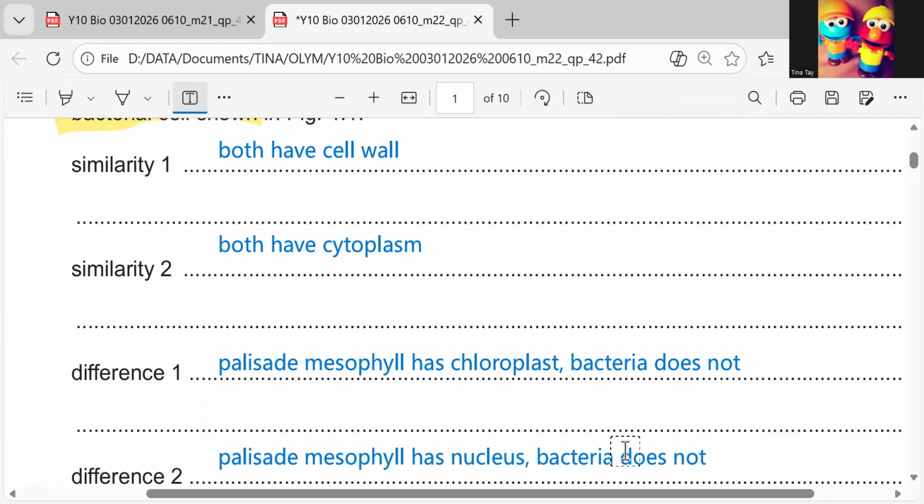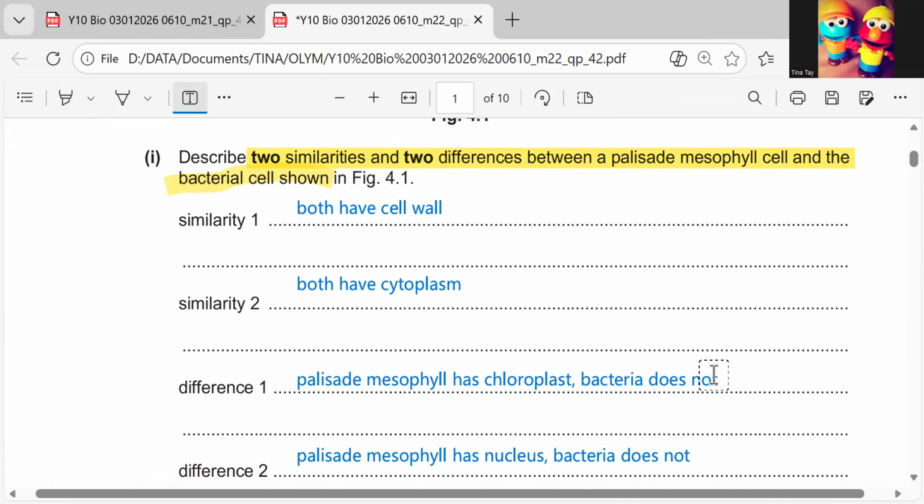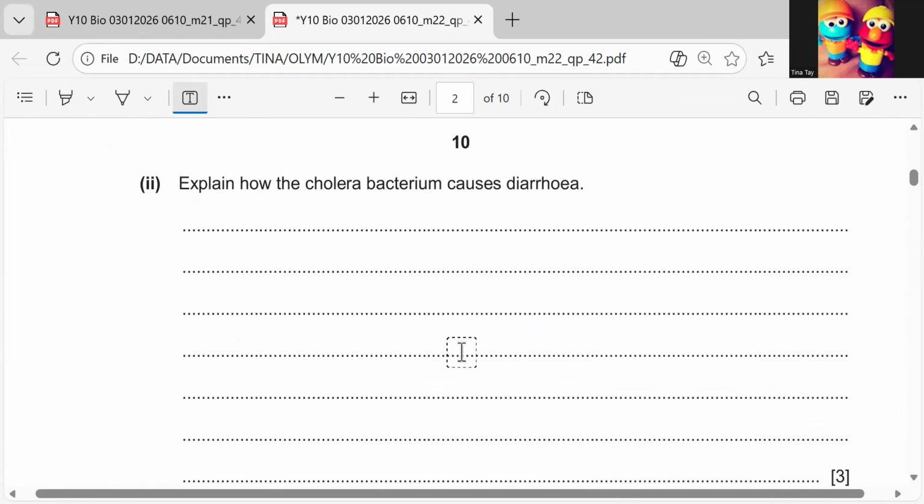Okay, get it? Okay, this one is part of digestion.